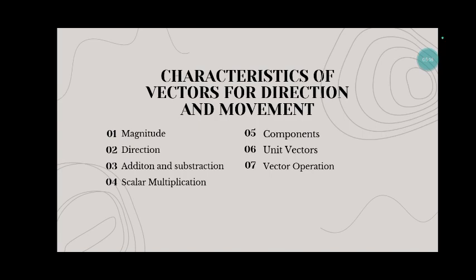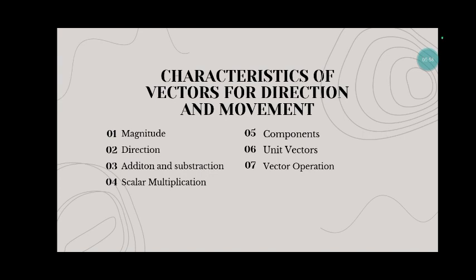The last one, which is vector operation. 5, which is components. Vectors can be broken down into components along different axes, which is e.g. x, y, z in 3 dimensions, allowing for analysis of motion in multiple directions. Unit vectors, which are special vectors with the magnitude of 1, often denoted by i, j, and k in 3 dimensions, used to specify direction without affecting magnitude.